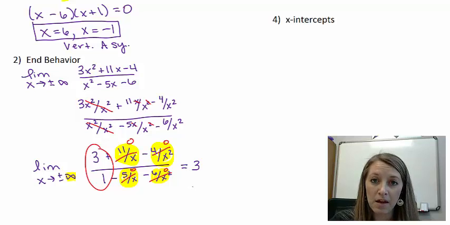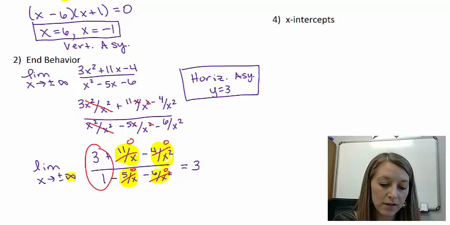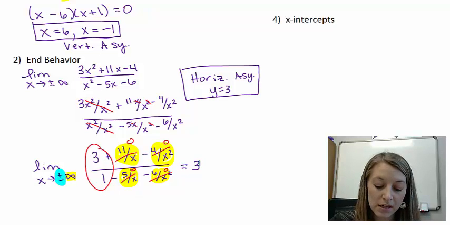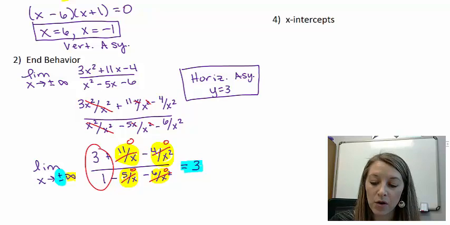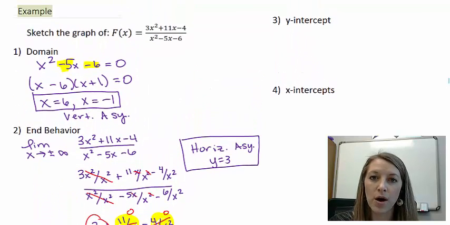So my end behavior of this graph means that I have a horizontal asymptote at y is equal to 3. So on the very left and the very right-hand side of the graph, it doesn't matter whether I plug in positive or negative infinity, this is going to happen. I have a horizontal asymptote there, and my graph is going to follow that horizontal asymptote on both ends.